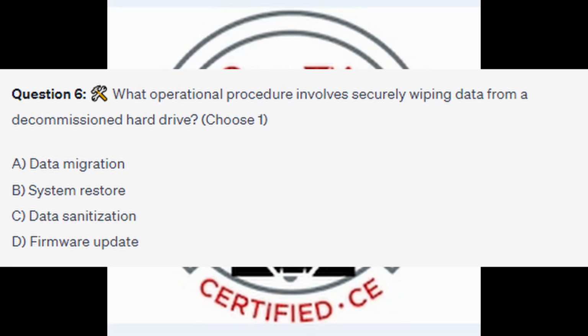And for the next question of our exam, question number 6. And the question states, what operational procedure involves securely wiping data from a decommissioned hard drive? Choose 1. Is it A, data migration? Is it B, system restore? Is it C, data sanitization? Or is it D, firmware update? You now have 5 seconds.